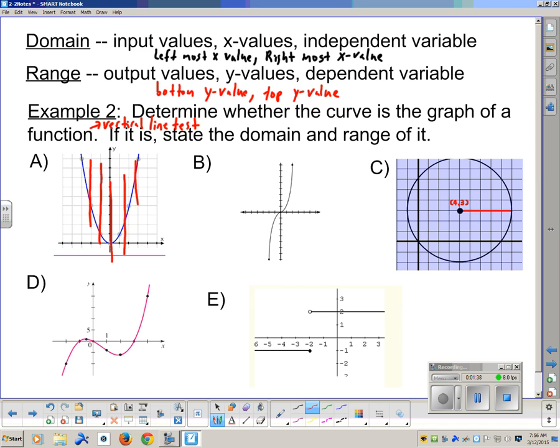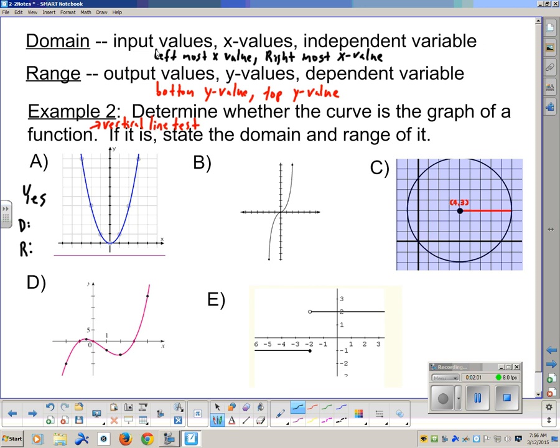If a vertical line only crosses the graph in one and only one point as you go across your graph, then it's considered a function. So this one here in part A, yes, it's a function because a vertical line will only cross through one and only one point at any time when I go through the graph. So yes, it's a function. And because it's a function, I'm supposed to state the domain and range.